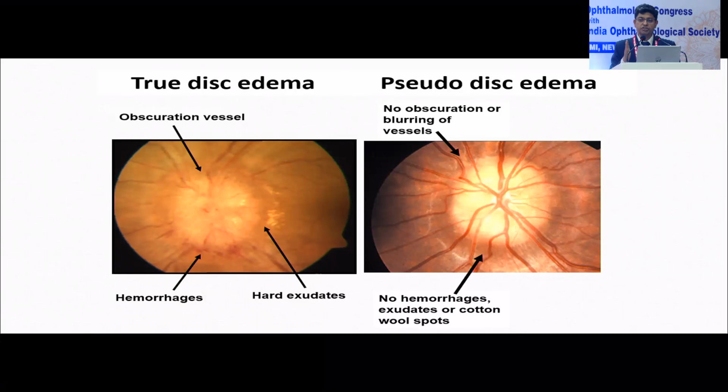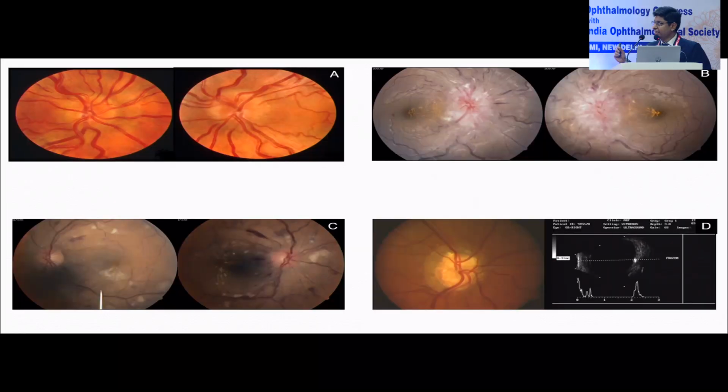And anyway, most important thing, please remember, whenever you're assessing the disc, do it in 3D. Always do a 90D assessment of the optic nerve head, never with a direct ophthalmoscope, and definitely not what the retina people are very fond of, the indirect ophthalmoscope. So these are like 4 key conditions that you would see.